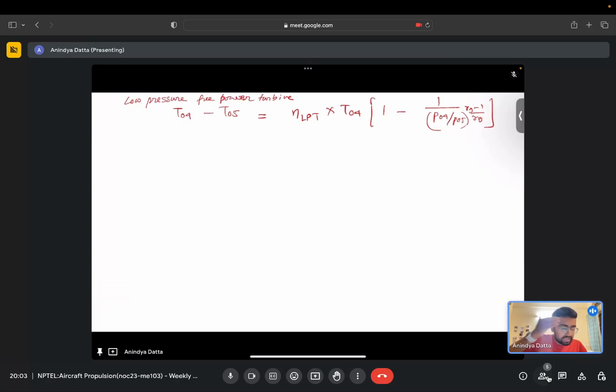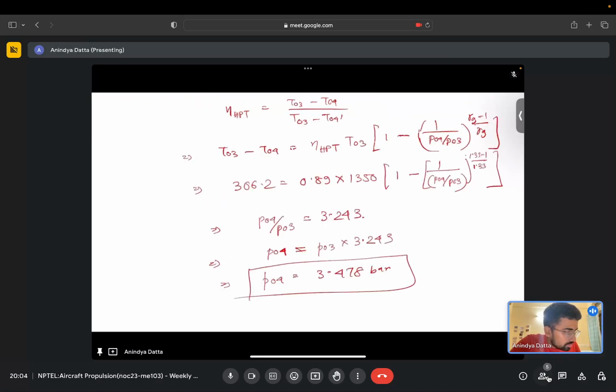This is what we get if we start with the definition of turbine isentropic efficiency and do the algebraic manipulation: the temperature difference in terms of the inlet temperature, turbine isentropic efficiency, and the pressure ratio. Now we know the low pressure turbine isentropic efficiency, and we know T04. What we need to know is the pressure ratio. We know P04 is what we computed, 3.478 bar. We need to find out P05.